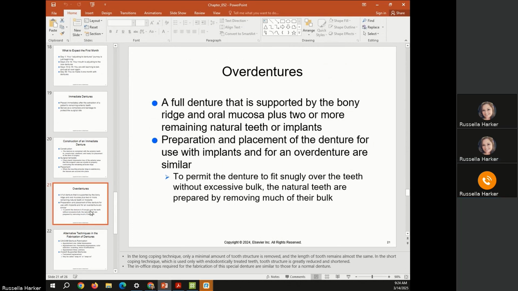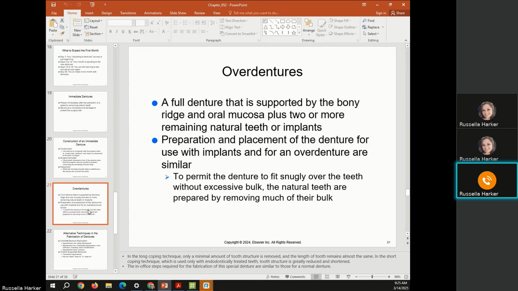The next thing we're going to talk about is overdentures. A full denture that is supported by the bony ridge and oral mucosa plus 2 or more remaining natural teeth or implants. So this is when you still have 2 or more teeth in place or 2 or more implants in place, and the denture snaps onto those abutments. So they're either natural abutments or implant abutments, and the denture snaps onto those to hold it in place so it doesn't rock around and it's not sloppy.